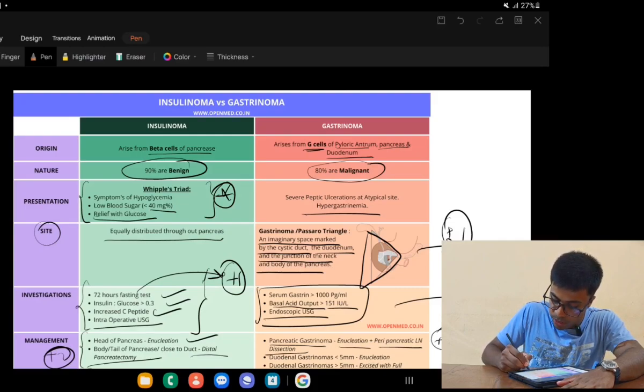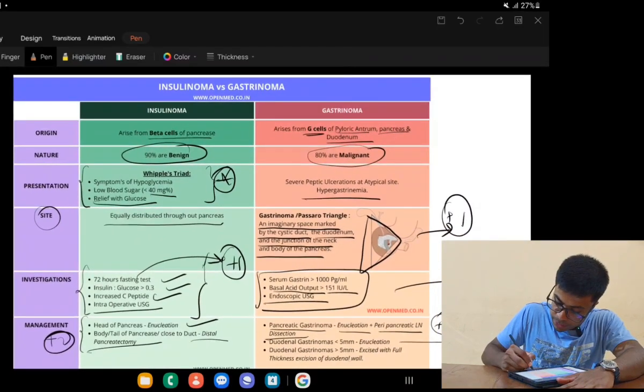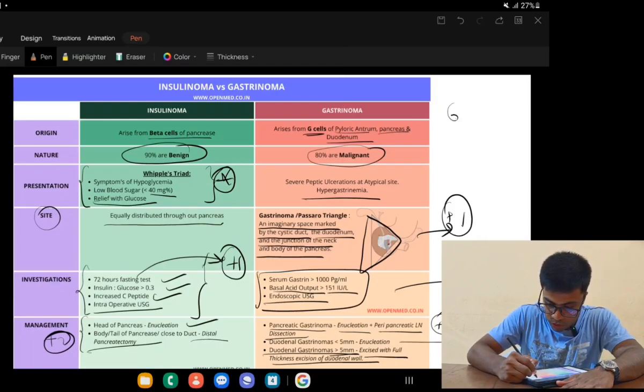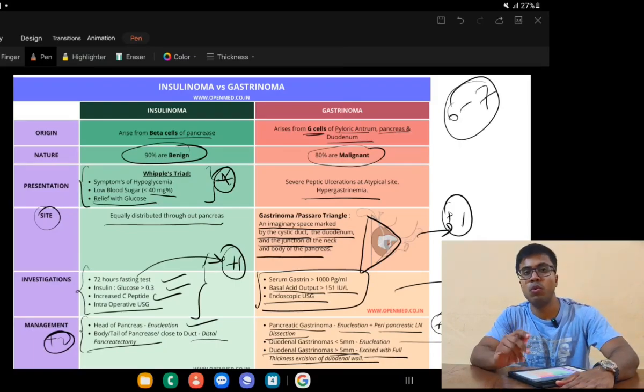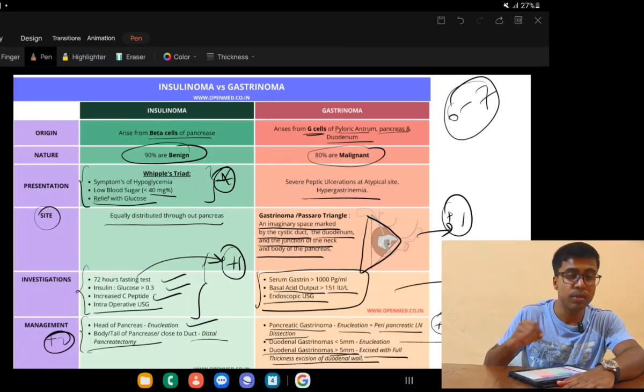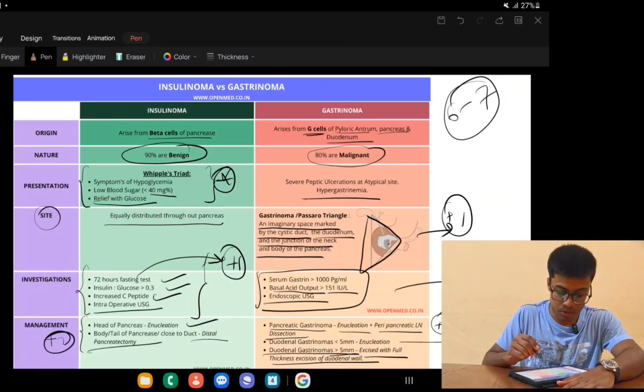Duodenal gastrinoma less than 5 mm is enucleation. One more question. Duodenal gastrinoma greater than 5 mm is excised with full thickness excision of the duodenal wall. One more question. So 6 to 7 questions here again, from 2 topics. So anything can be asked, they can go round and round.